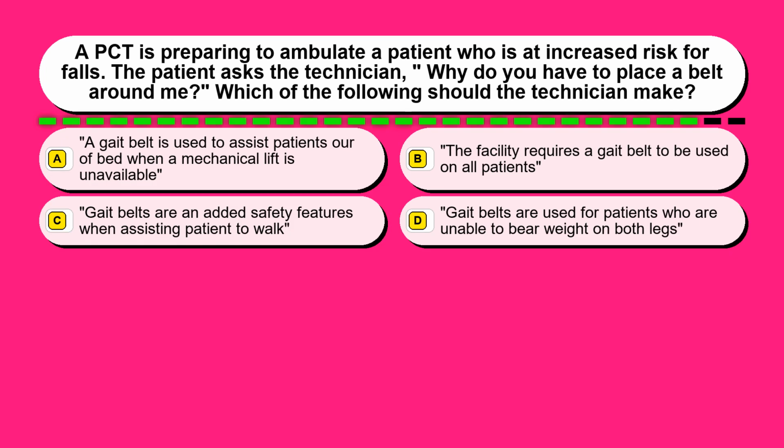A PCT is preparing to ambulate a patient who is at increased risk for falls. The patient asks the technician, "Why do you have to place a belt around me?" Which of the following responses should the technician make? Option A, a gait belt is used to assist patients out of bed when a mechanical lift is unavailable. Option B, the facility requires a gait belt to be used on all patients. Option C, gait belts are an added safety feature when assisting patients to walk. Option D, gait belts are used for patients who are unable to bear weight on both legs.